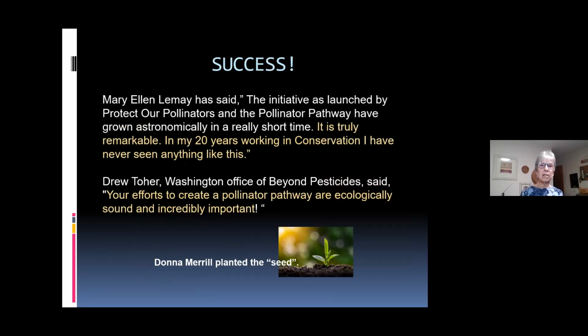And it's a success. Mary Ellen Lemay has said the initiatives, as launched by Protect Our Pollinators and the Pollinator Pathway, have grown astronomically in a really short time. It is truly remarkable. In my 20 years working in conservation, I've never seen anything like this. And Drew Toher of Beyond Pesticides said, your efforts to create a pollinator pathway are ecologically sound and incredibly important.